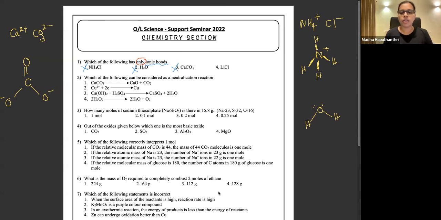Lithium chloride, that is the answer. In lithium chloride, we have lithium ion, if not the lithium cation, and the chloride anion. So between lithium and chloride, you have the ionic bonds only, right? You have the ionic bonds only. So therefore, we have to accept the answer lithium chloride.